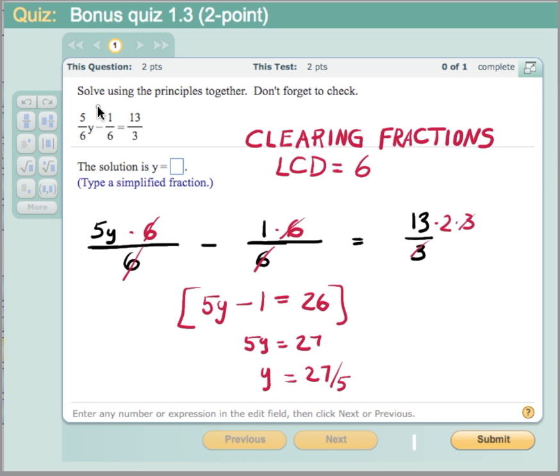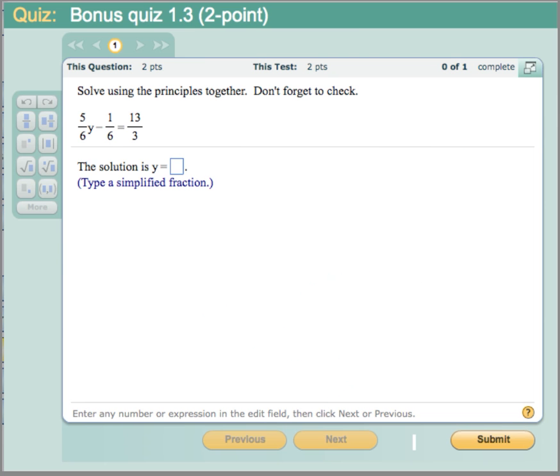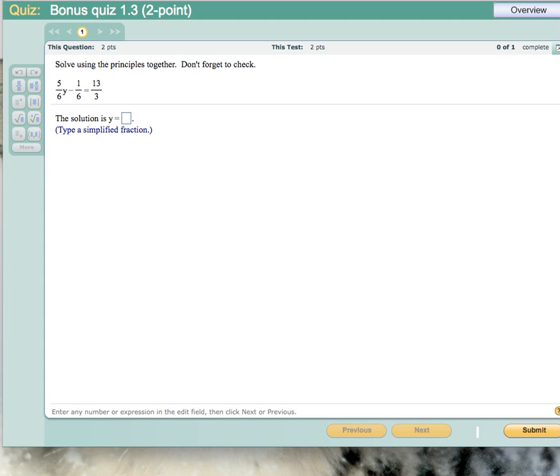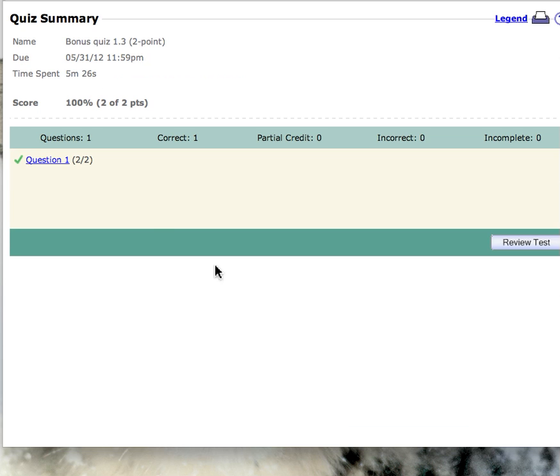Let me go ahead and remove this and bring up the MathXL live page. And let me go ahead and type in 27/5. Oh, I need to select the fraction over here. And we type in 27. I'll use a down arrow and now 5. And I will hit submit. And sure enough, there's the green check mark, 2 out of 2.